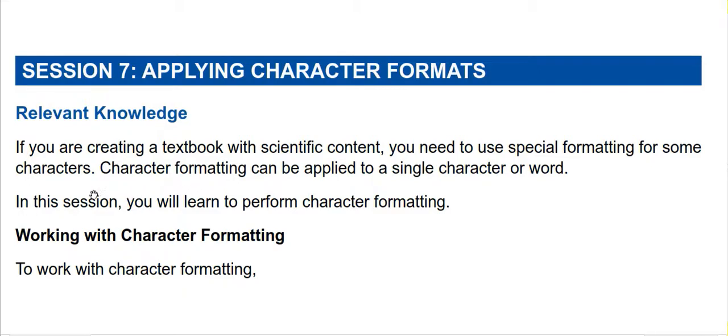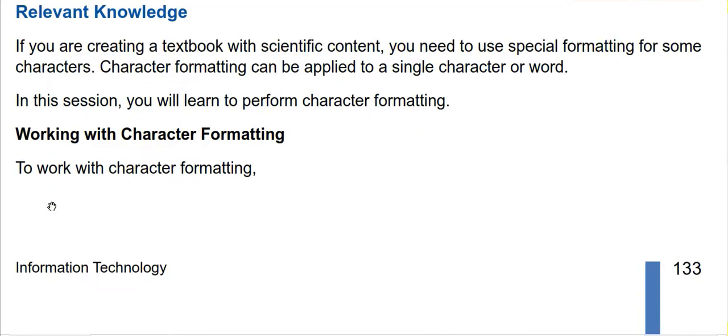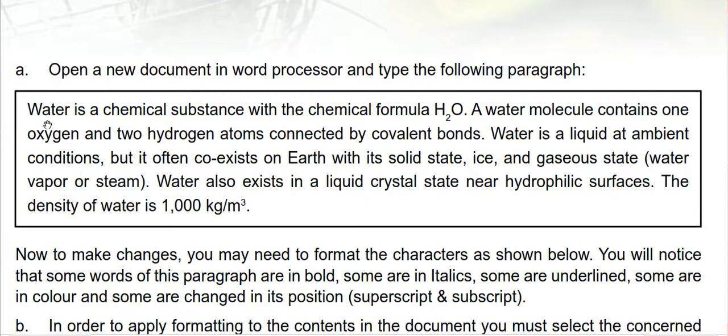Applying character formats. If you are creating a textbook with scientific content, you need to use special formatting tools. Okay, I'm going to show you here. So this is a paragraph. See, water is a chemical substance with the chemical formula H2O. You can see that this is H2O. The 2 is a subscript. Okay, what is known as subscript? Subscripts are those numbers or letters which lie below the line.